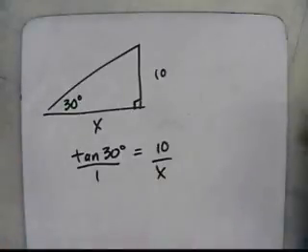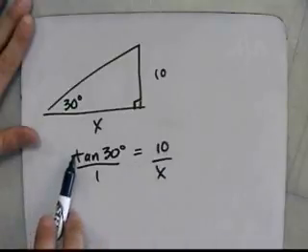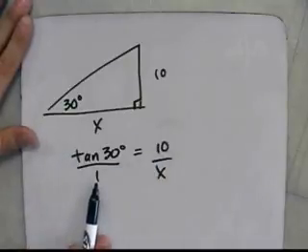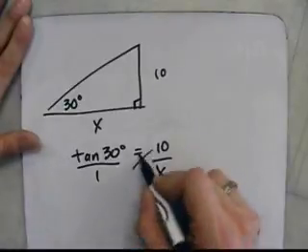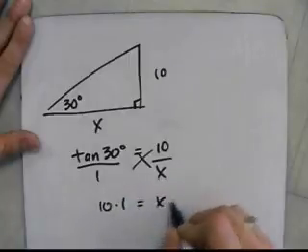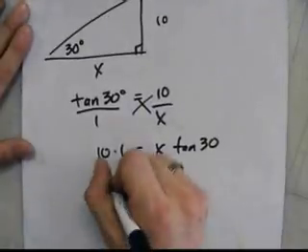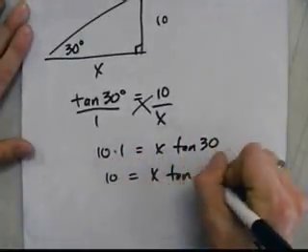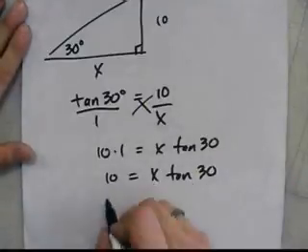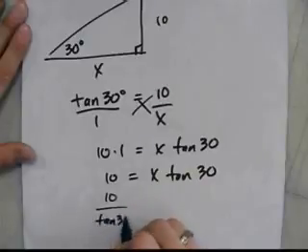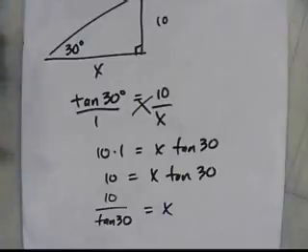Great idea. Now, the shortcut from back in the day was to multiply the cross product, so multiply 10 and 1 together, and then divide by the odd one. So we're going to go 10 times 1, which is 10, divide by tangent of 30. If you don't like that, you can write it all out. You can cross multiply. 10 times 1 is 10 equals x times the tangent of 30. Then I would divide both sides by tangent of 30 to get x by itself. It would be 10 divided by tangent of 30 equals x, which is the same as using that little cross multiply shortcut somebody taught you once upon a time.